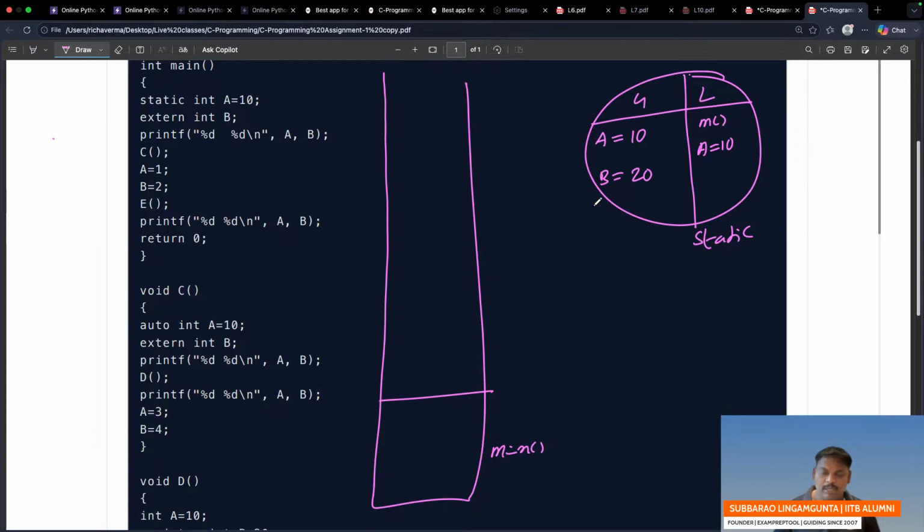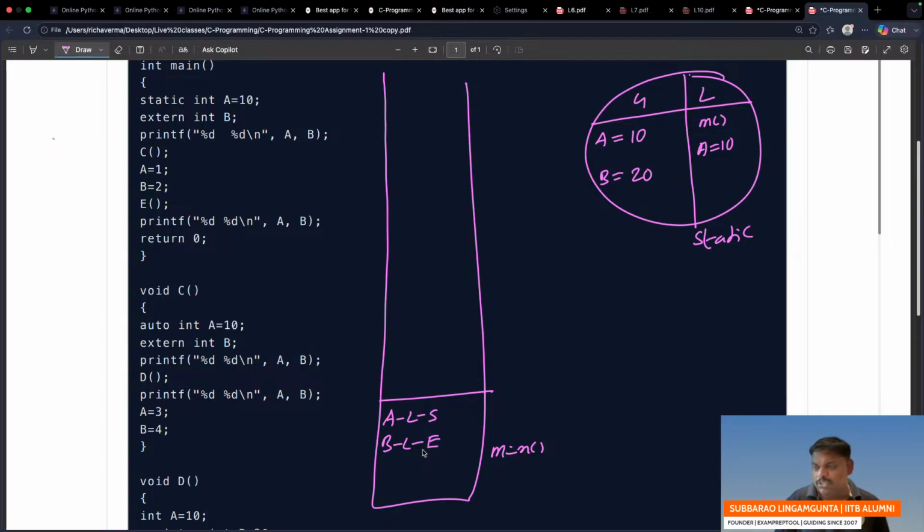In the main, write everything properly, otherwise you will miss out. A is a local variable, but it's there in the static area. B is also a local variable, but it is an external variable. Write properly, otherwise you will be confused. B is there in the global area. That is the meaning of that line.